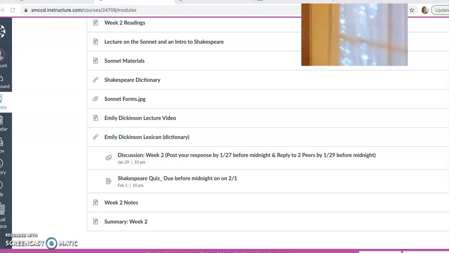Hi students, I'm going to quickly go over Shakespeare's sonnets and analyze them a little bit, break them down, and show you some resources to help you as you're reading Shakespeare. So let me go ahead and go to Canvas.